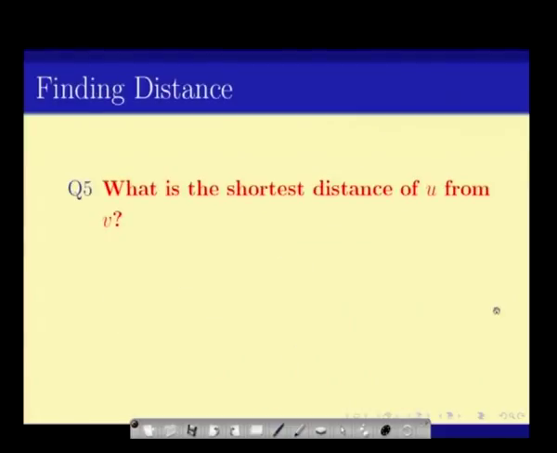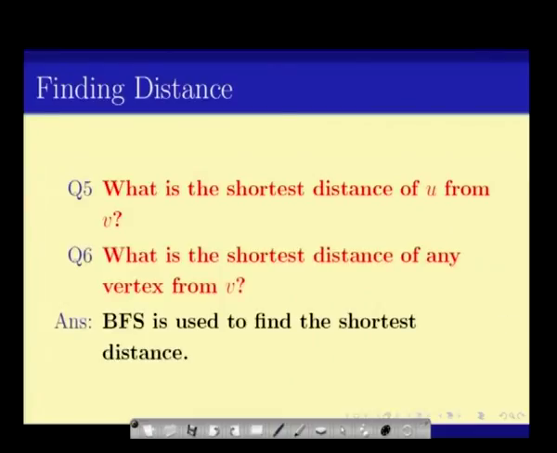So, the question is, what is the shortest path, the distance from u to v? This is a problem that we saw last lecture. We can also ask a more general question: what is the shortest distance of any vertex from the vertex v? Again, we saw that doing a BFS is used to find the shortest distance. Note that here only BFS will work, but not DFS.